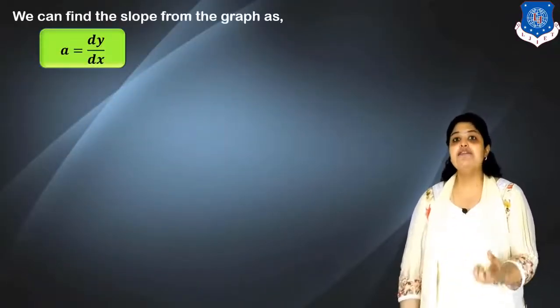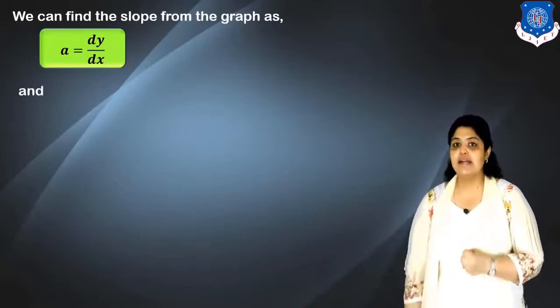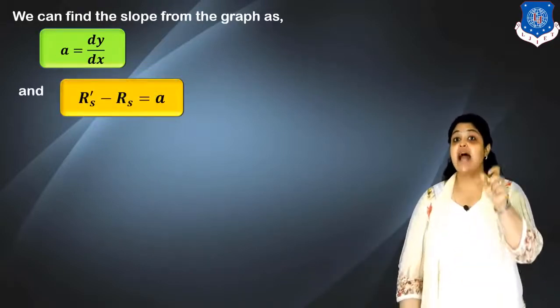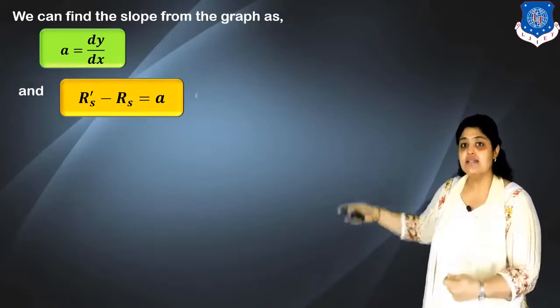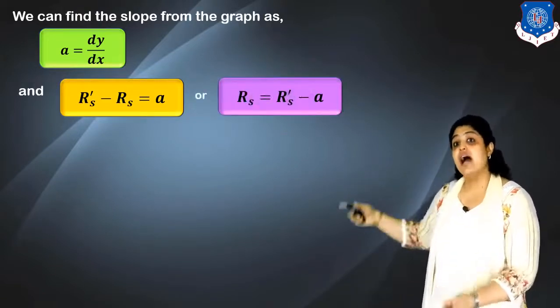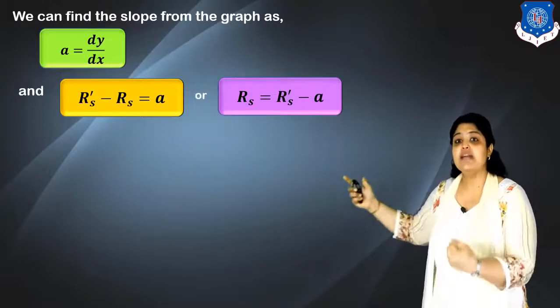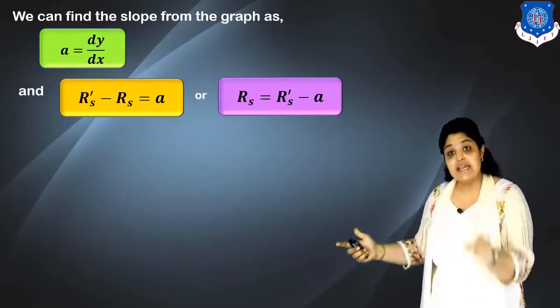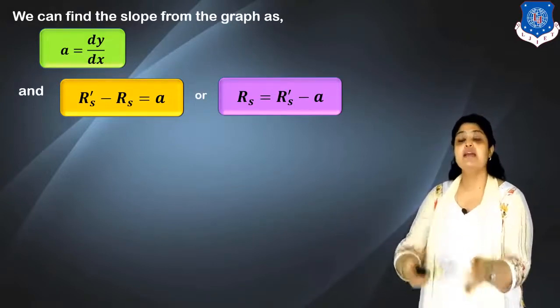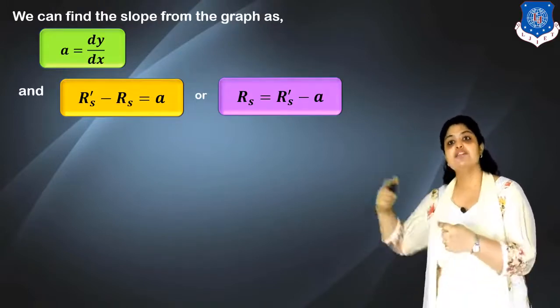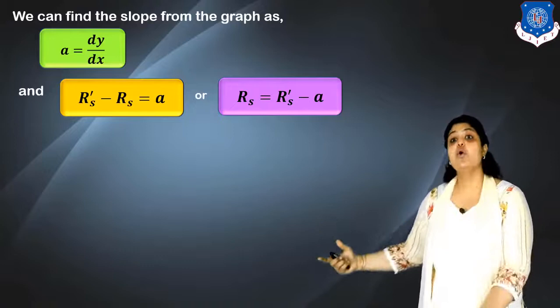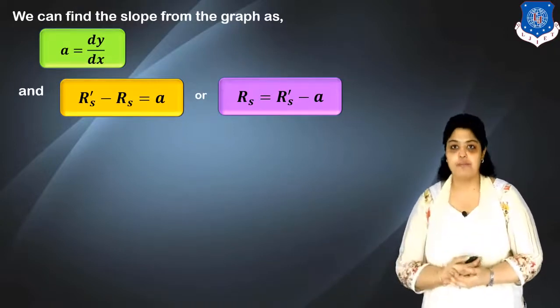So from the graph we determine the slope as dy by dx, that is equal to A, and this slope A is equal to Rs dash minus Rs. This gives us Rs is equal to Rs dash minus A. So Rs is the series resistance which we want to determine, and that can be determined by the arbitrary value we assumed, Rs dash, minus A, that is the slope we have got from the graph.